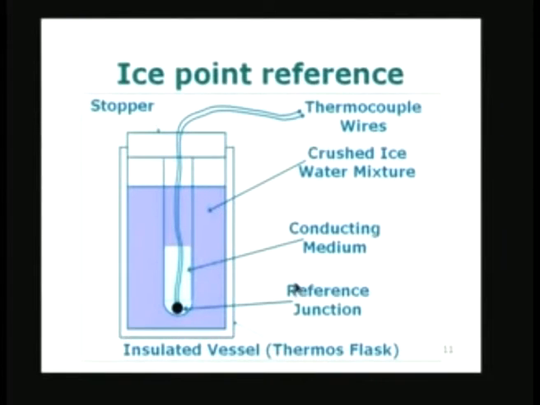This black thing is the reference junction, and it is immersed in a liquid which is a conducting medium. For example, I can use mercury, or some oil, something which is going to give good contact between the thermocouple and the medium, and the medium is in the tube, which is completely immersed in this blue colored crushed ice water mixture. As long as ice and water coexist, the temperature is going to be the phase change temperature corresponding to 0 degree Celsius.